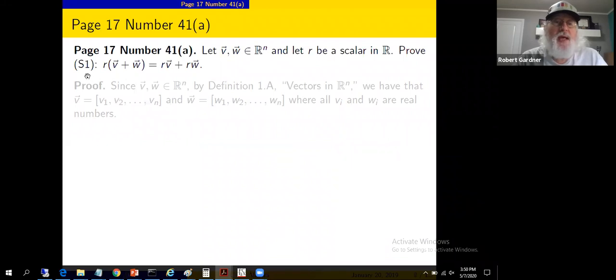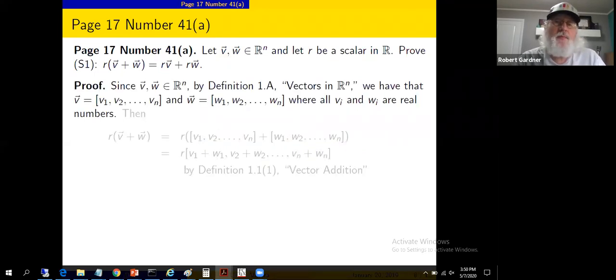Let's do it again for property S1, distribution. R times the quantity vector V plus vector W equals R times V plus R times W. How are you going to do this? Well, write V and W in terms of components, and I bet there'll be distribution from the real setting somewhere in here. And that distribution in the real setting will arise in the setting of components. The components of all our vectors are real numbers. Okay?